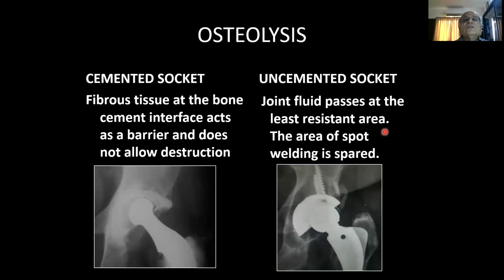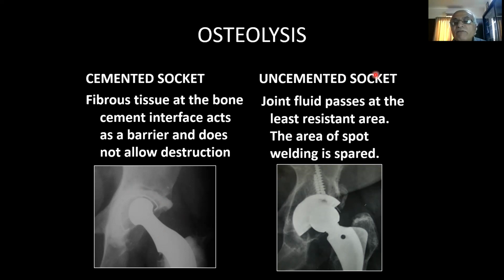So osteolysis, cemented socket is different, uncemented socket is different. In a cemented socket, we don't see much osteolysis because the fibrous tissue comes at the level of the bone cement interface, and it acts as a barrier for destruction of the bone. The fibrous tissue does not allow the particles to penetrate. So we did not see much osteolysis in the cemented hip. It is a very, very important factor.